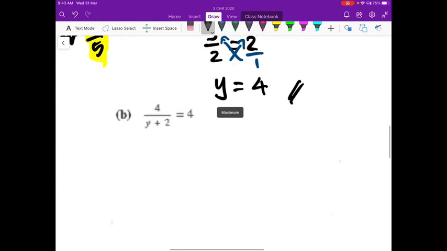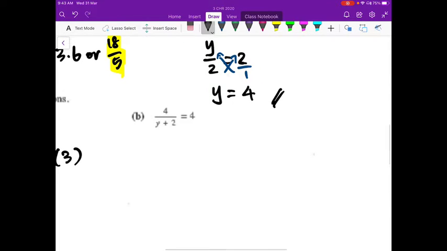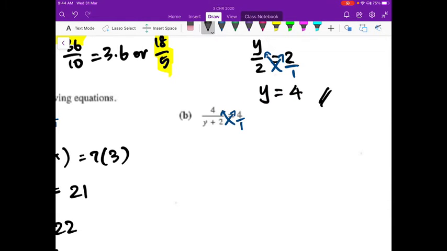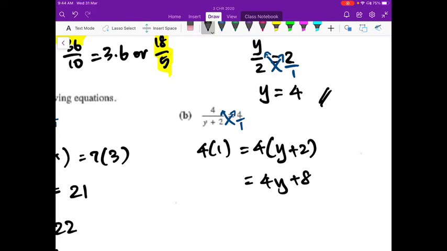Pass to the next one, Ziguan. Cross multiply, okay. Like this. Over 1, good. So what is my first line? 4 times 1, okay, equals 4y plus 8, okay. So you skip a step. In case the others cannot skip a step, 4y plus 2. So this is 4y plus 8, and we have 4 over here.